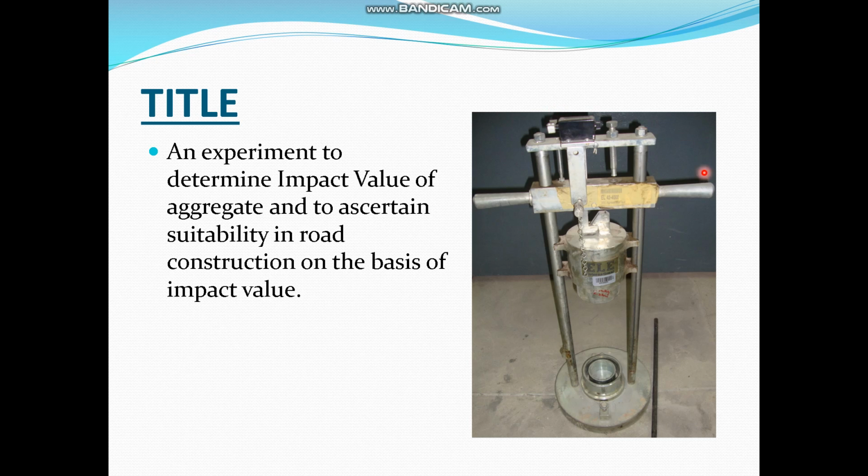So the equipment shown on the right side of the screen is the impact value test equipment. Below you can see the tamping rod. This is the impact hammer, which is connected with the equipment and used to apply 15 blows to the aggregate sample, which is collected via a specific method.